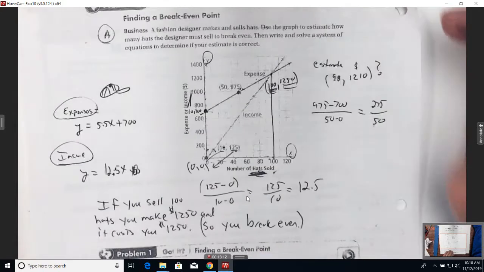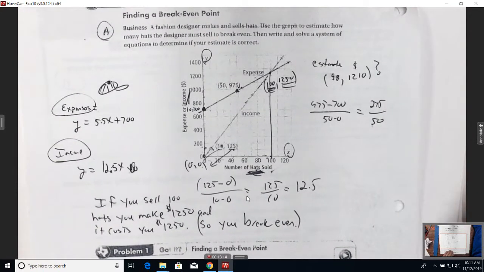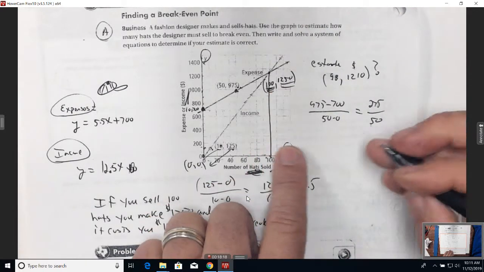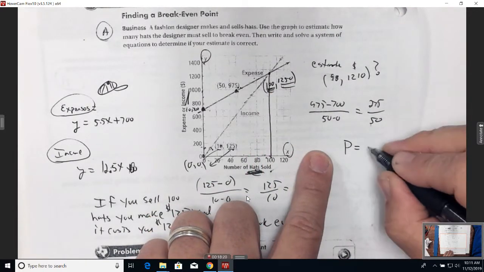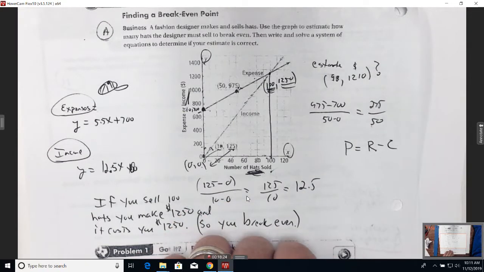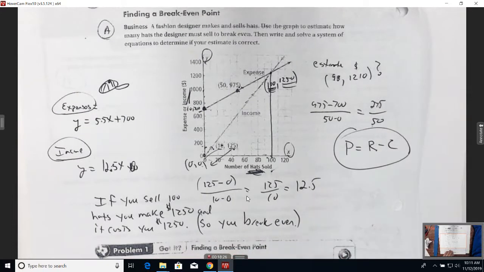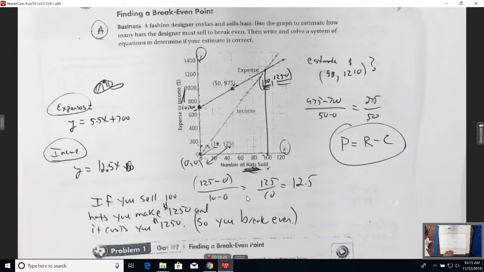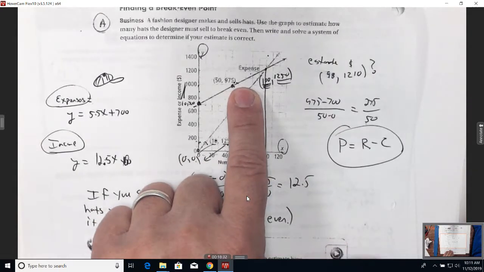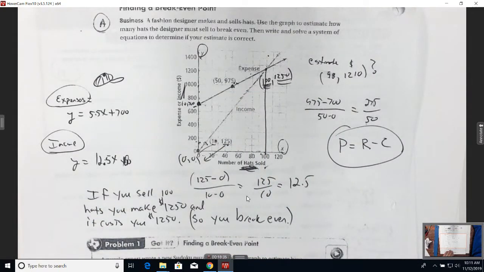How do you find profit? See, we haven't even talked about that. How much profit would I make if I sold 101 hats? Well, profit is equal to your revenue minus your costs. So if I ever ask you for profit, it's just your revenue minus your costs. So I make profits after 100 hats. So let's say I sold 101 hats.